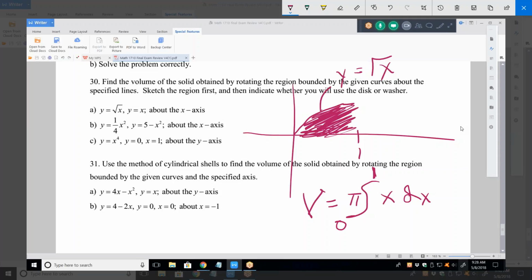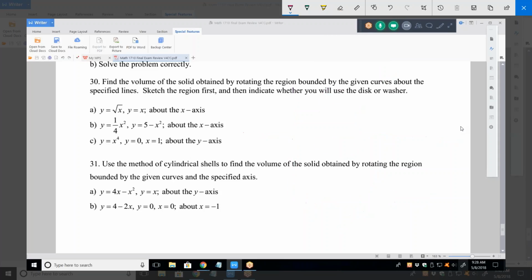Can we do 30C? Because that one doesn't make sense to me. Okay. Just how it's written. Sure. And the hardest one's going to be these cylindrical shells, but let's do that.